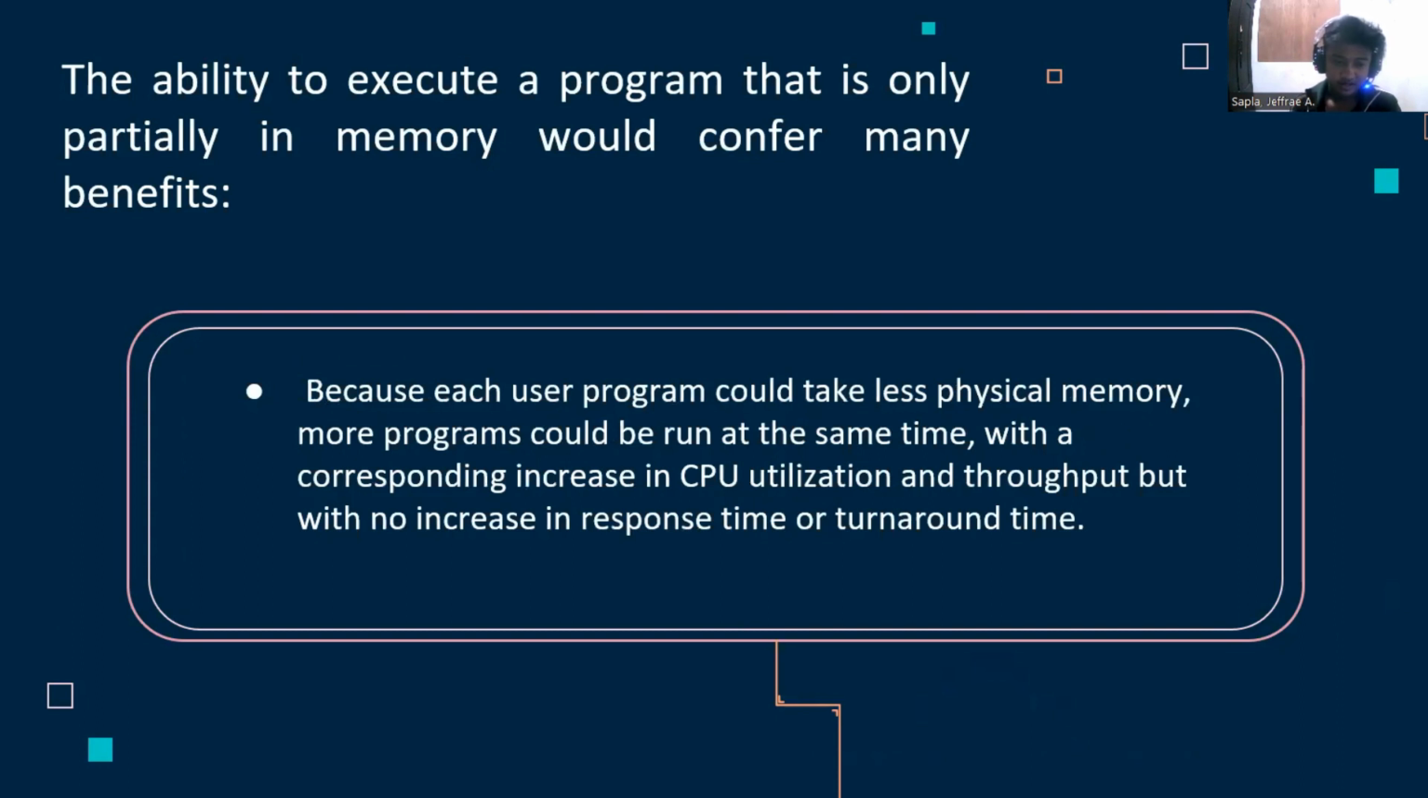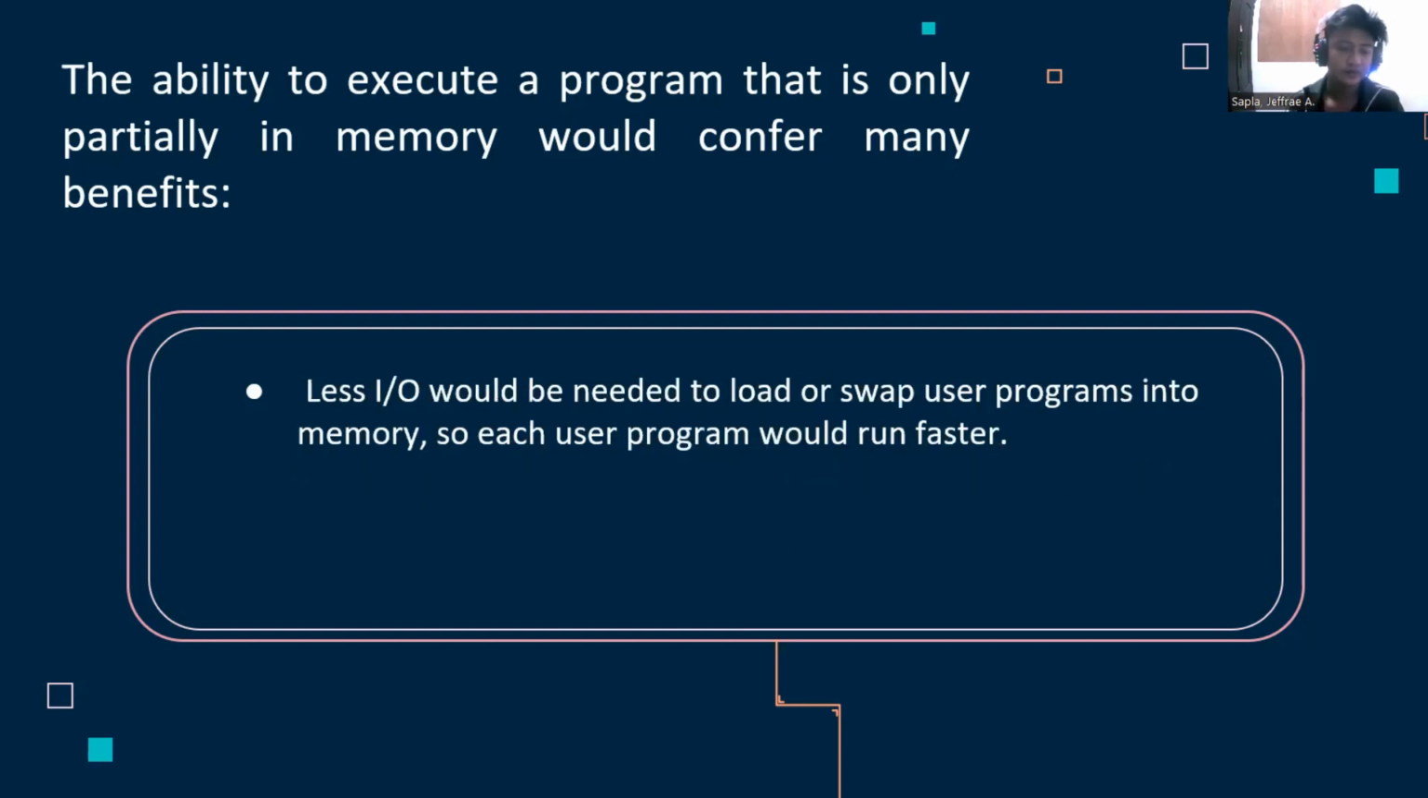Because each user program could take less physical memory, more programs could be run at the same time, with a corresponding increase in CPU utilization and throughput but with no increase in response time or turnaround time. Less input output would be needed to load or swap user programs into memory, so each user program would run faster. Thus, running a program that is not entirely in memory would benefit both the system and the user.